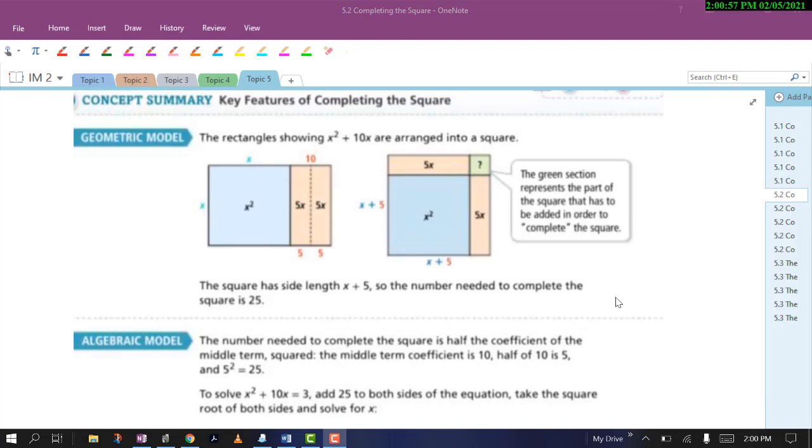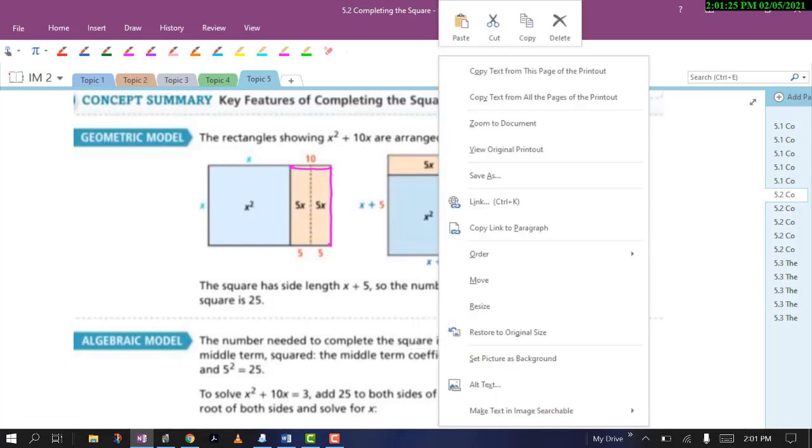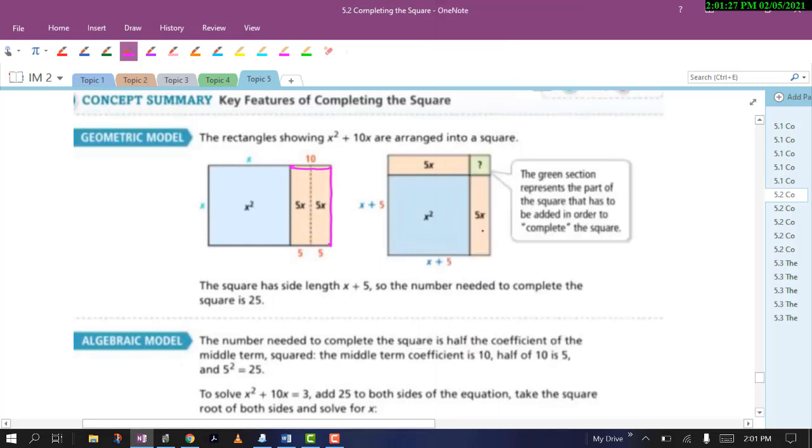All right, we're just going to summarize this lesson up and be done with it. Again, we're talking about completing the square. So the rectangles showing x squared plus 10x are arranged into a square. So we have x squared, and we have 10x, 10 across, x down, but then we cut it in half, just like we do when we actually do the algebra. So we cut it in half, and we put 5x to the right of it, 5x above it.